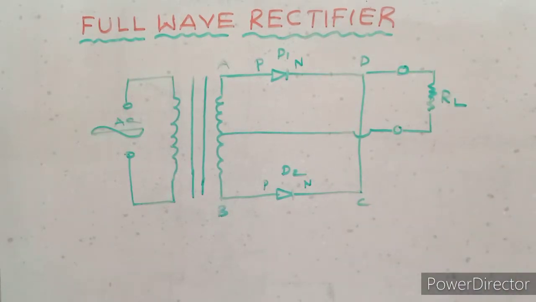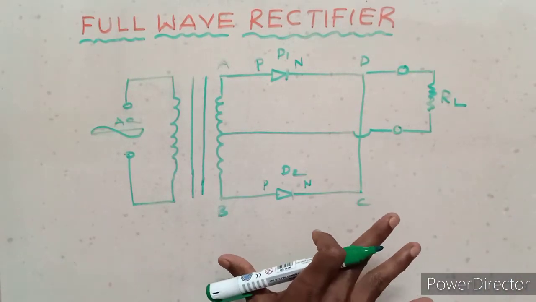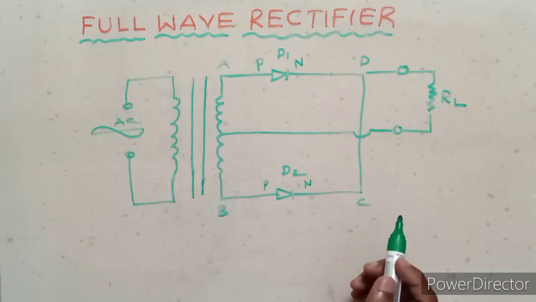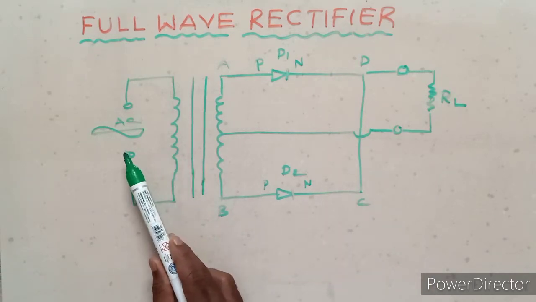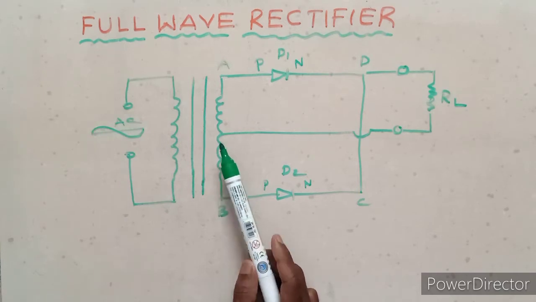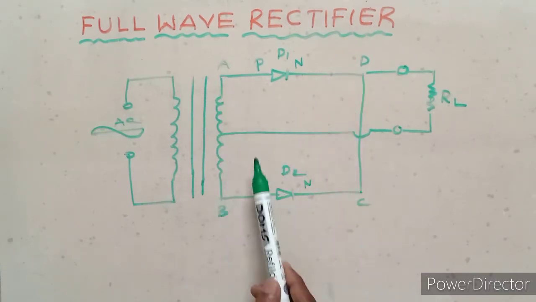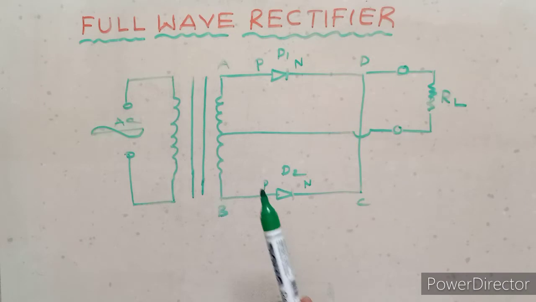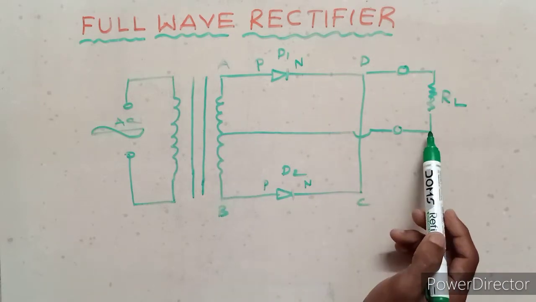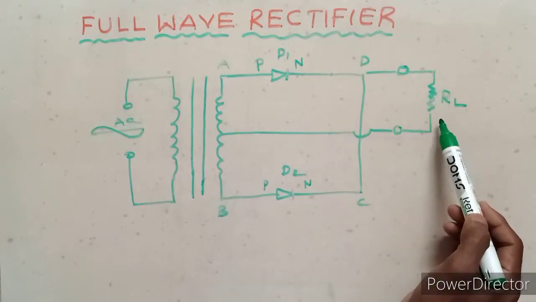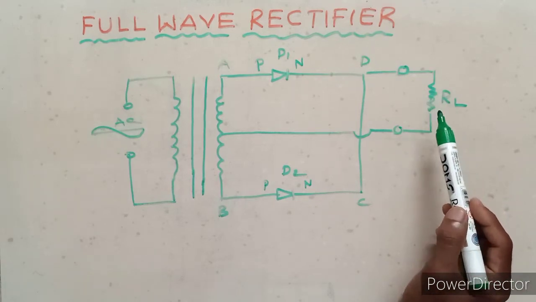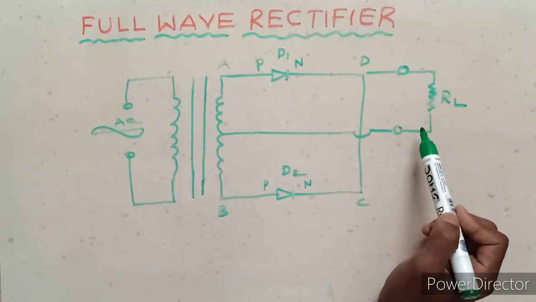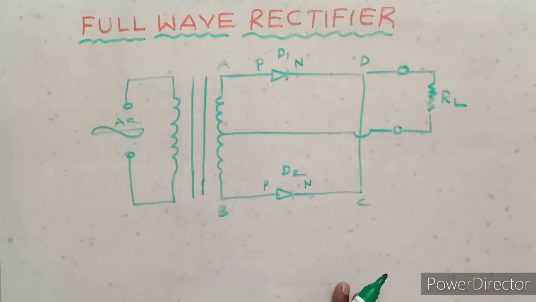So this is the full wave rectifier. First of all, transformer primary coil is connected to AC, secondary coil is connected to two diodes. This is another diode. The center tap is connected, and the two diodes are connected to load resistance. This is the full wave rectifier circuit.